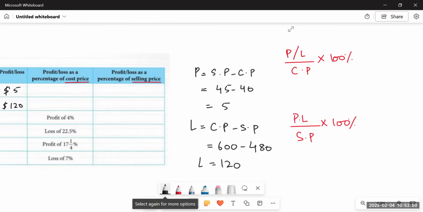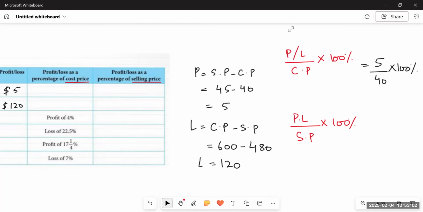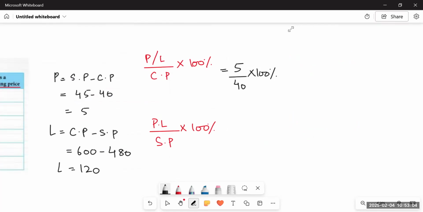What is the profit in the first case? We have got a profit of 5. The cost price is given as 40. And we'll multiply it by 100%. But if there is profit and loss percentage that we have to find as a percentage of selling price, then again, I'll write $5 profit in the numerator, but this time I'm going to write $45 selling price in the denominator.